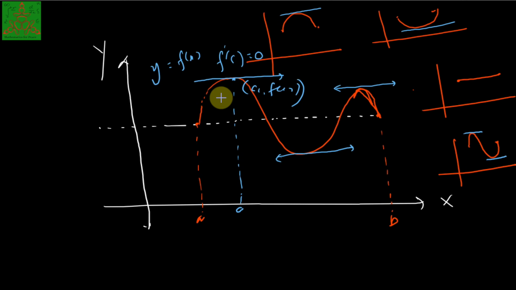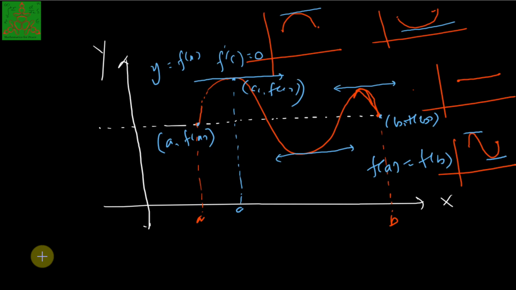The second assumption we have taken is that the function has to be differentiable at the point AB, or in the interval AB. The third assumption is that these two points have to be on the same line, that means their y coordinate has to be the same. That means (a, f(a)) is this point and (b, f(b)) is this point. Then you will have f(a) = f(b).